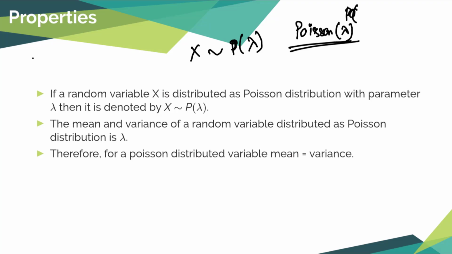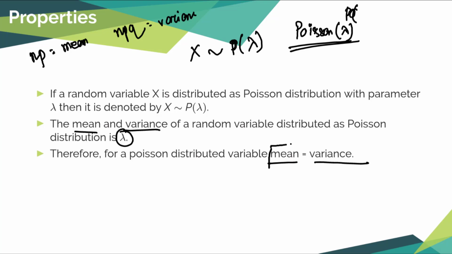Now, unlike in case of binomial distribution, where the mean was np and npq gives us the variance, right? Here, in case of Poisson distribution, both mean and variance are equal to lambda. Mean and variance are equal, and they are equal to lambda. That means in case of Poisson distribution, mean and variance are equal.